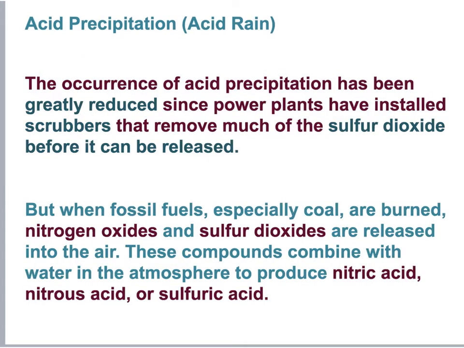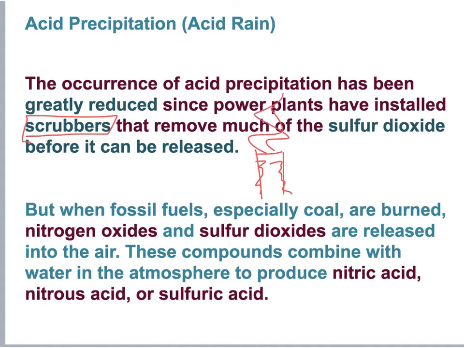So acid rain has been greatly reduced since power plants have installed these scrubbers, which are kind of cool. They remove much of the sulfur dioxide before it can be released. Essentially in the smokestacks, they have these little materials that absorb a lot of the sulfur dioxide before it can get out into the atmosphere.